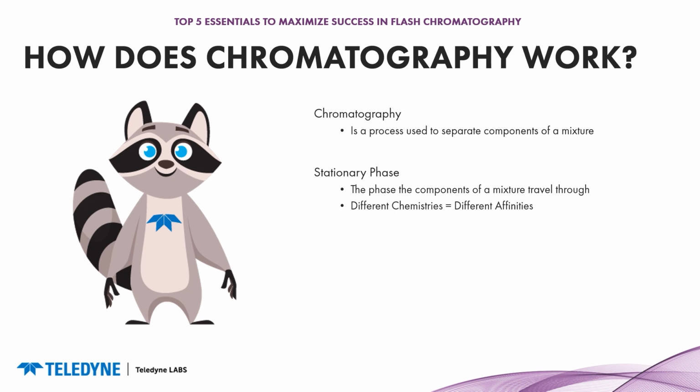If we have a polar compound, it's going to love a polar stationary phase. But if we have a non-polar stationary phase, that polar compound's not going to like it as much. A saying to remember is like likes like. So a polar compound is going to like a polar stationary phase. A non-polar compound is going to like a non-polar stationary phase.